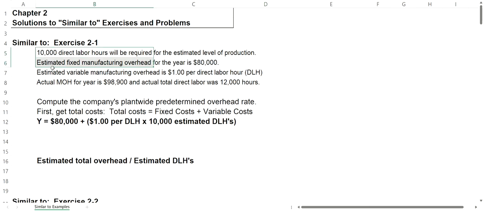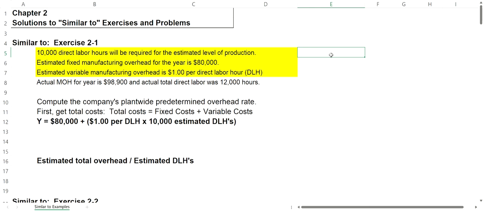Let's take a look at our information for similar to exercise 2-1, where we're going to do what I like to call step one of the process and get that plant-wide predetermined overhead rate. Now, highlighted in yellow, what are the estimated numbers? 10,000 direct labor hours will be required for the estimated level of production. The estimated fixed manufacturing overhead for the year is 80,000. The estimated variable manufacturing overhead is $1 per direct labor hour.